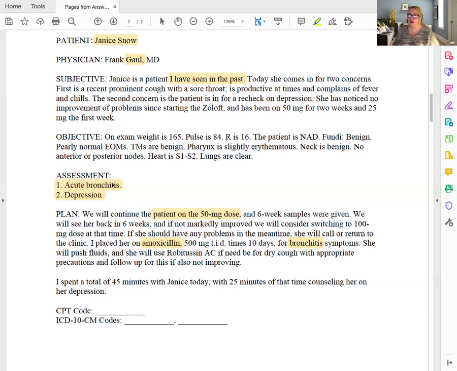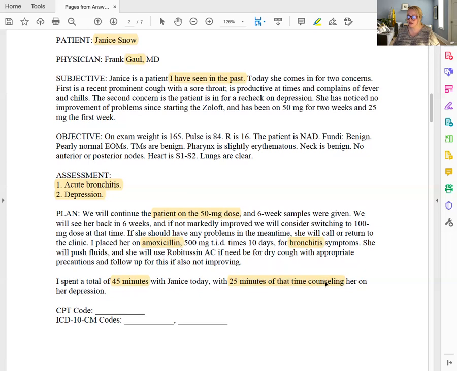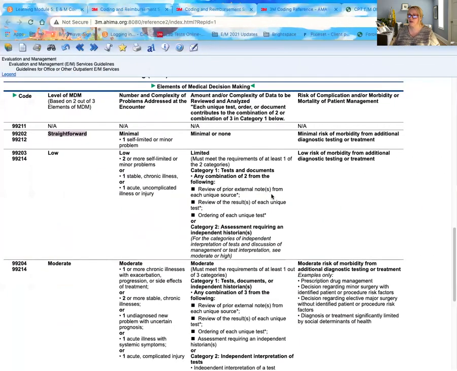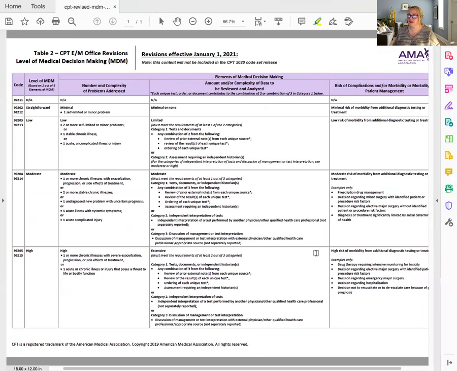So we see here that we have two problems that are being addressed, prescription drug management for both of those problems. There's also time documented here of 45 minutes with Janice today and 25 minutes on her counseling. So there's a total of 45 minutes with 25 counseling for the depression. When we look at our medical decision-making chart, it's important to look at a couple of things. Number one is that time's not listed on this particular chart. That would instead be tracked on the regular tracker, which we'll look at in a minute.